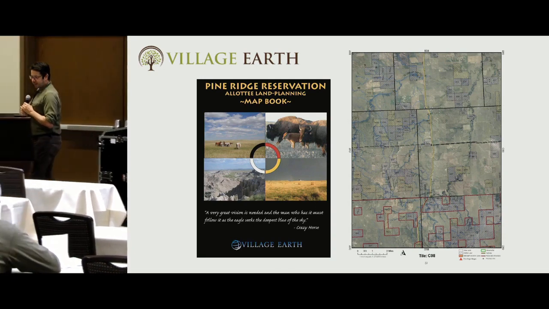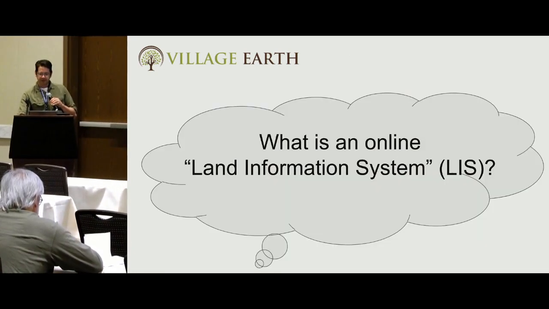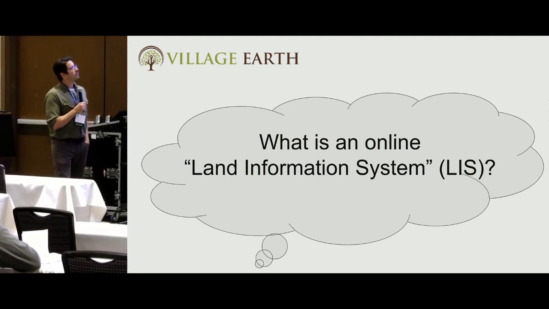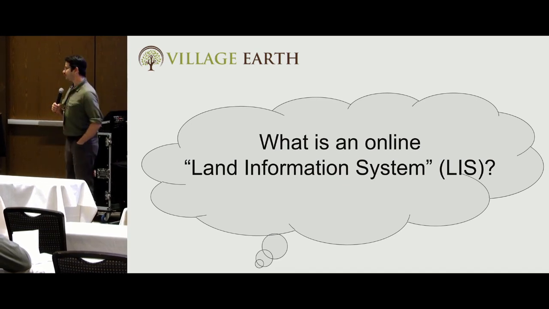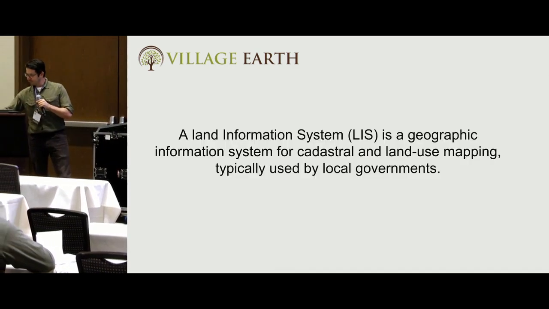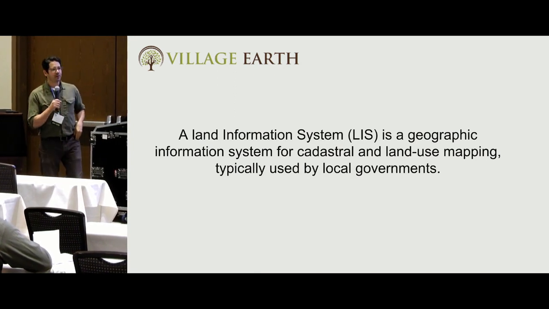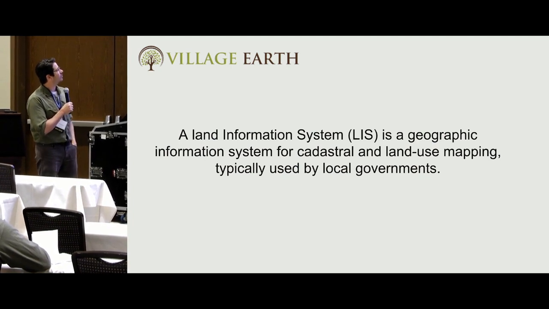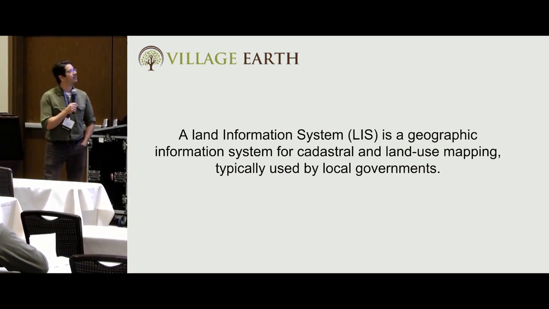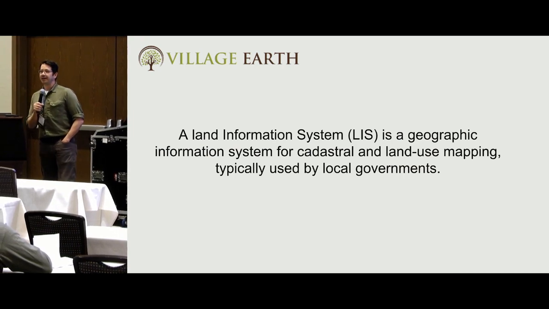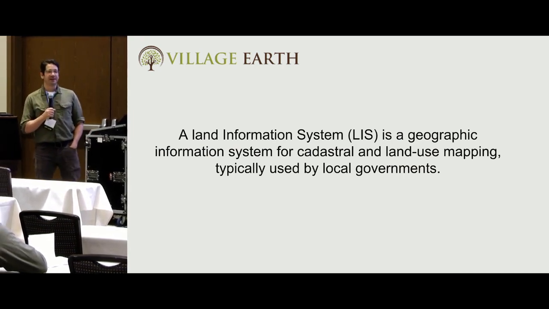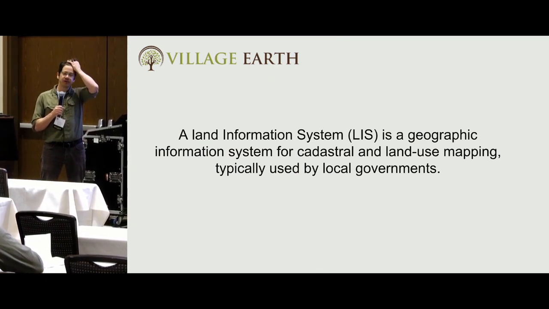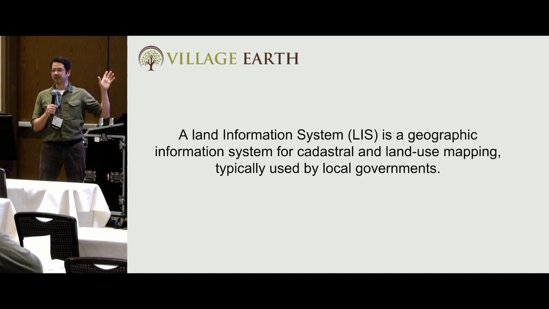So the next evolution of this was really the online land information system. So what is a land information system? The Wikipedia definition: a land information system is a geographic information system for cadastral and land use mapping, typically used by local governments. This is actually something that most county governments, or at least some of the larger county governments in the U.S., have.